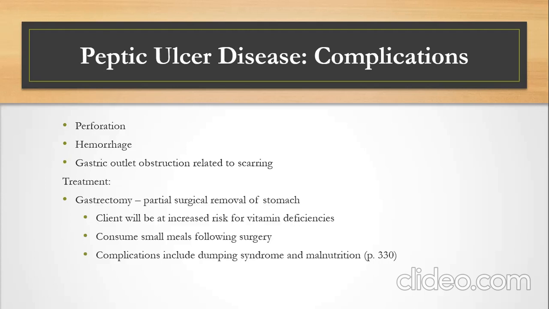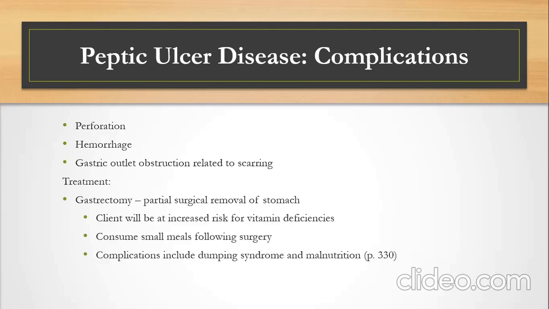So now the food can't travel from the stomach to the intestines. So no matter what the case, if you have a perforation, a hemorrhage, or any of those, you're going to probably need a gastrectomy. That's going to be partial surgical removal of the stomach, may even involve the duodenum.